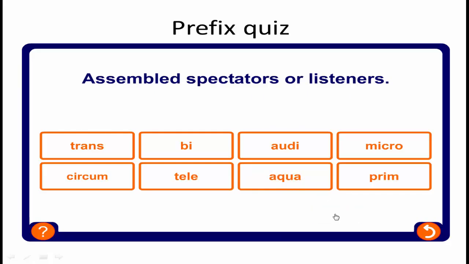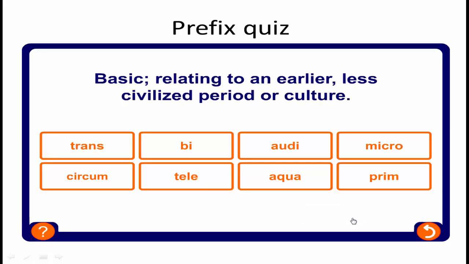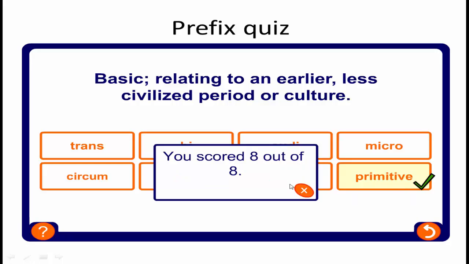What does assembled spectators or listeners mean? You're right, audience. Now, what does move to another place or situation mean? Transplant, yes. When you transplant an organ from one body to another, we call it transplant. Finally, basic or relating to an earlier, less civilized period or culture. It means primitive. Yeah, very good. And you scored 8 out of 8.